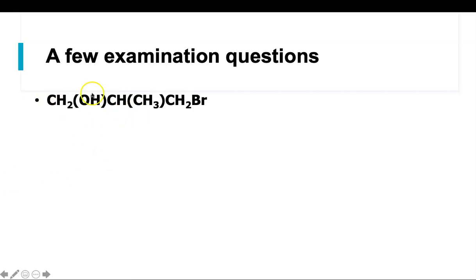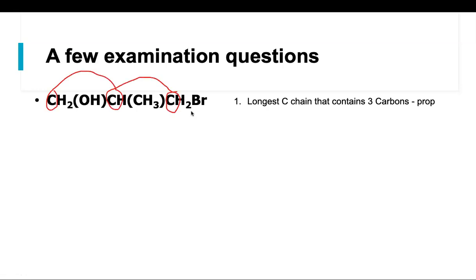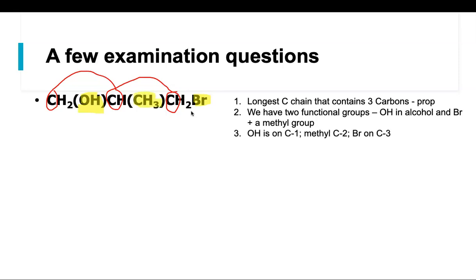We've got an alcohol group, we've got a methyl attached, and we've got bromine attached. So priority will be given to the alcohol. It's got 3 carbons, so it's prop. We have OH on carbon 2, we've got Br, and naming it alphabetically, 3-bromo-2-methylpropan-2-ol.